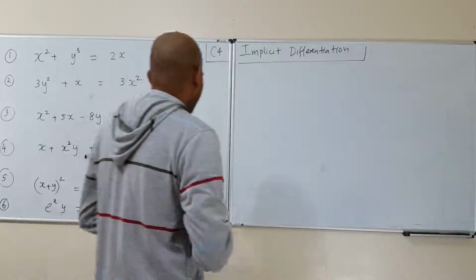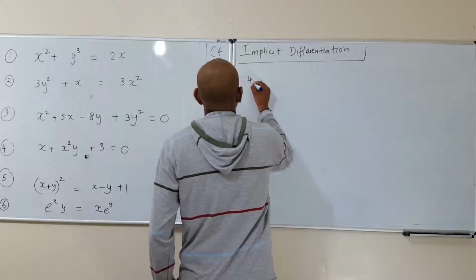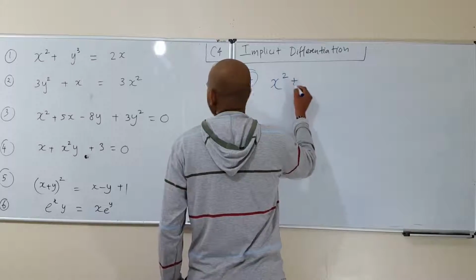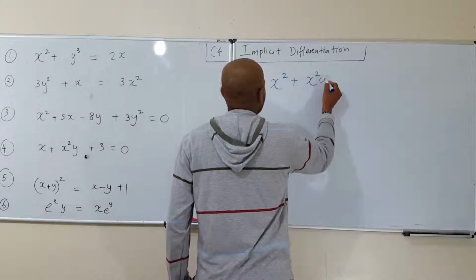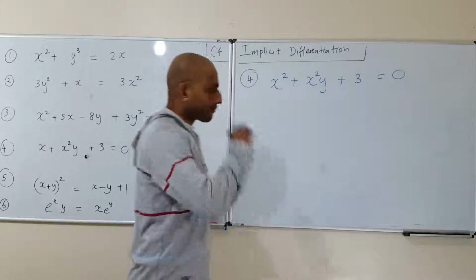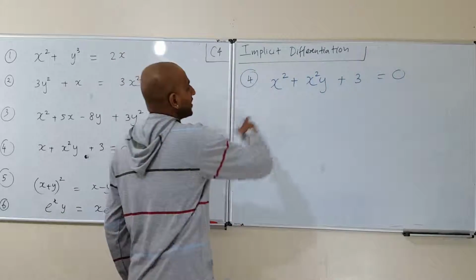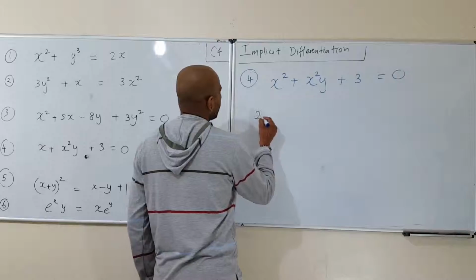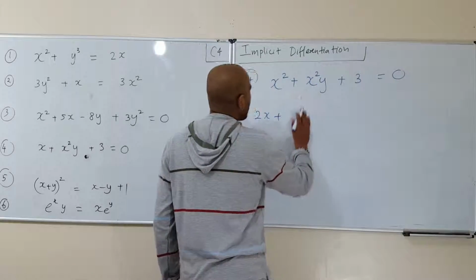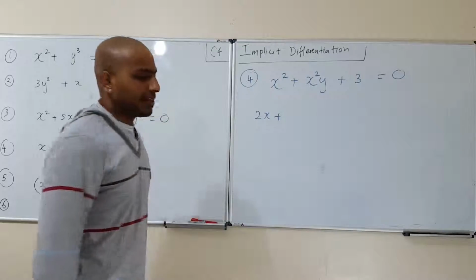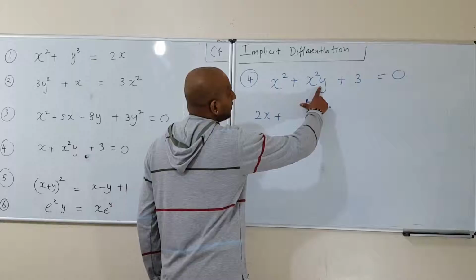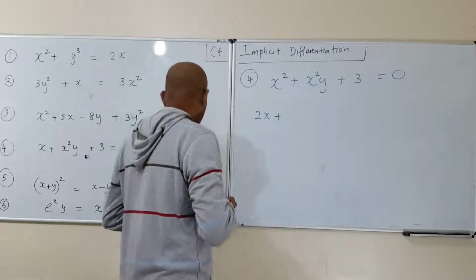Question number 4. It says x squared y plus 3 equals 0, a slightly different looking question. Again, we can differentiate each one. You're going to get 2x as usual. Now differentiating this one, there are two terms, two functions, that and that both. So you have to be careful here.